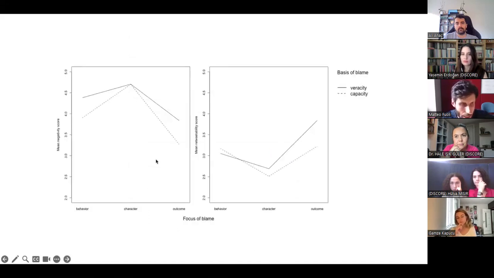What you can see here is that the tweets that were perceived as the most critical and most negative were those that attacked a politician's character, as we saw before. Interestingly, when the focus of blame was on character, the basis of blame did not matter, as you can see here. But there was a difference in the two other focus conditions.